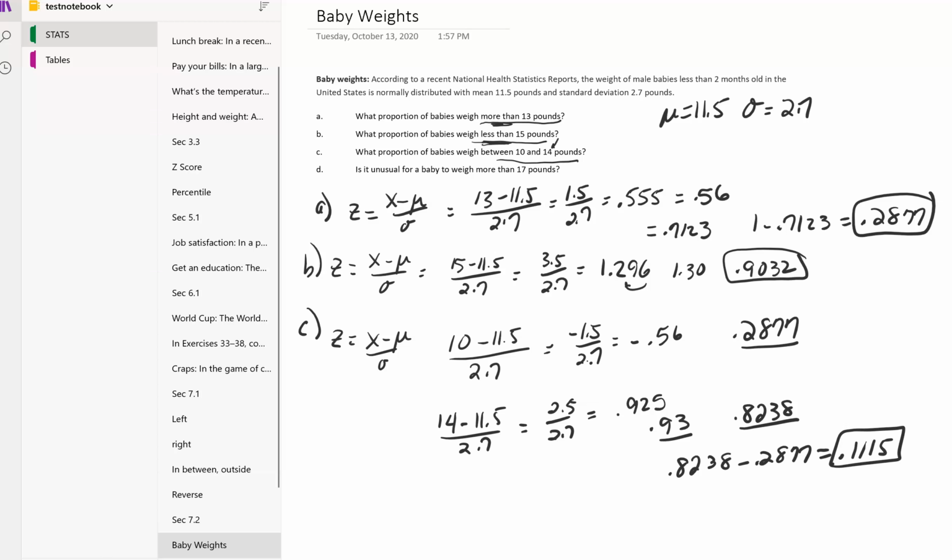0.1115. Is it unusual for a baby to weigh more than 17 pounds? So first of all, this is a more than problem. So I use the exact same formula.